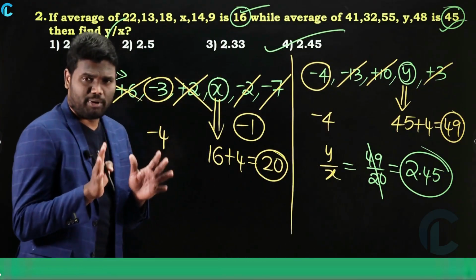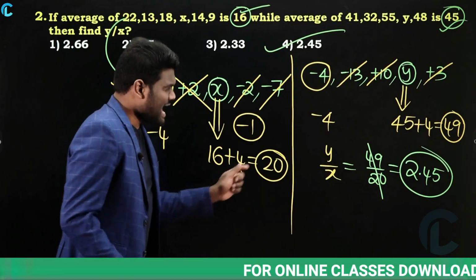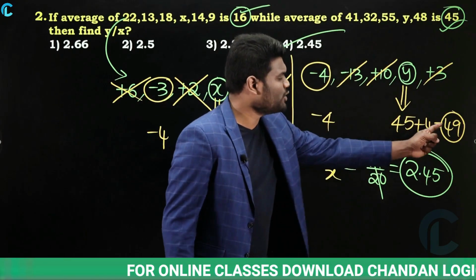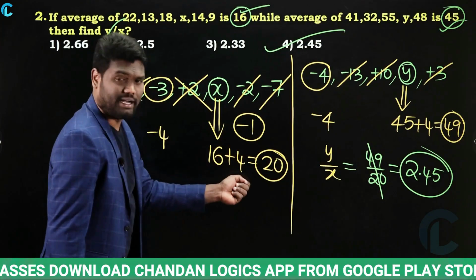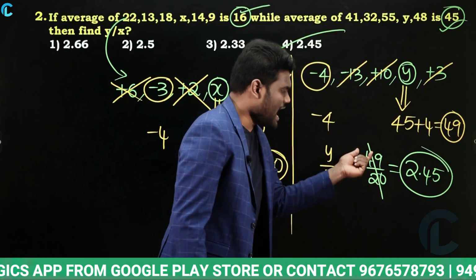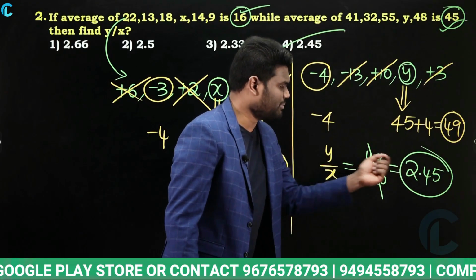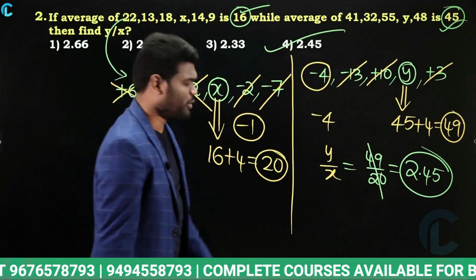Just very simple question. What you need to do is find the value of x. I need to find the value of y. Value of y is nothing but 49 and value of x is nothing but 20. So just calculate it. It is going to be 49 by 20, and 49 by 20 is nothing but 2.45. So I can say that answer for this question is nothing but 2.45.